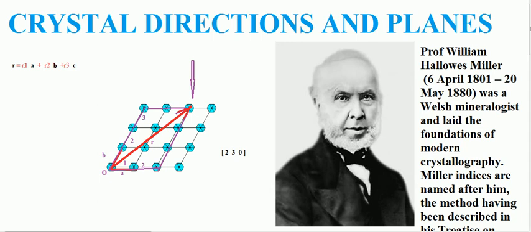Now in this figure we consider a two-dimensional plane. We are not considering the third axis here for simplicity. You see one point here. How to represent this point? You can see that it is 2 times the translation vector A, and 3 times the translation vector B, and there is no translation vector C. Therefore we can represent it as 2A plus 3B plus 0C, or we can represent this direction as [2 3 0] in square brackets.